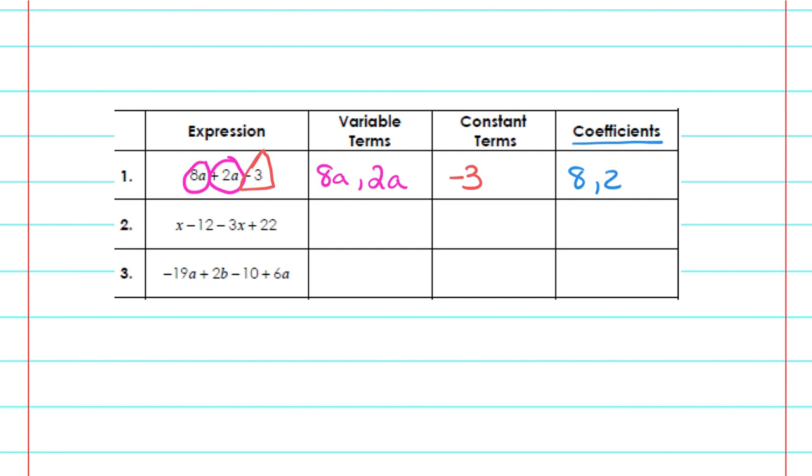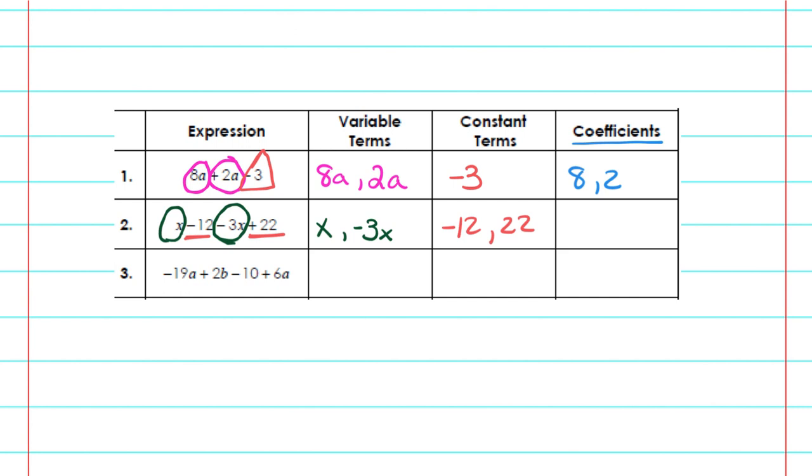Same thing with this next expression. I have an x here. I have an x. Make sure you circle the sign in front of it. Going here, maybe I just underline these ones. So my variable terms, I have x and negative 3x. My constants are negative 12 and 22.